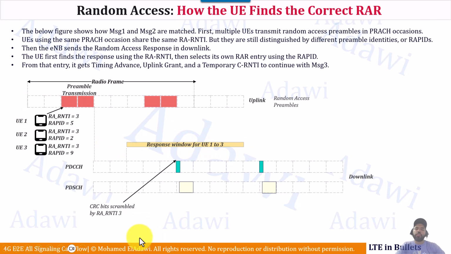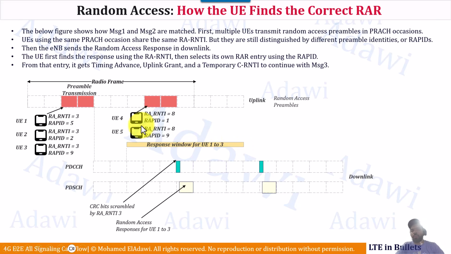In this response window, the users will decode this PDCCH, or physical downlink control channel, based on the RA-RNTI 3. So they will be able to decode it. Once decoded, all of them can read the random access response for UE 1 to 3, and it will be differentiated. There is no conflict because each of these users is using a different RAPID, which is the random access preamble identity.